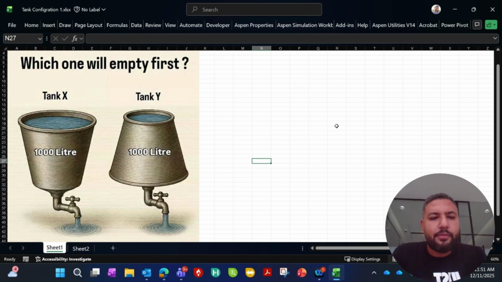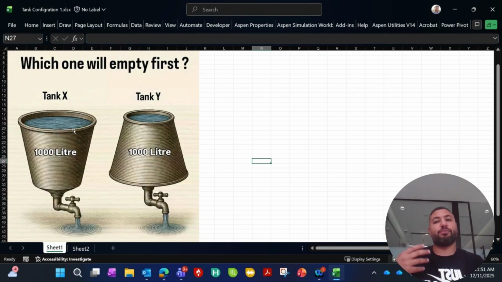Okay. So from the first feeling or engineering judgment, you will feel that this tank here to the left has more water at higher level. This means that it has more potential energy. So this system has more energy and it can drain first. So this is from the first side.